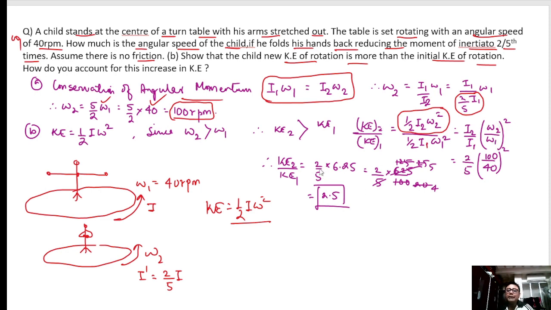So I2 by I1 is given as 2/5, and omega 2 by omega 1 is 100 by 40 square, which is coming 6.25, and it is coming 2.5. That means the final kinetic energy is 2.5 times the initial kinetic energy. Now, since omega has increased, definitely the kinetic energy will also increase. Clear?